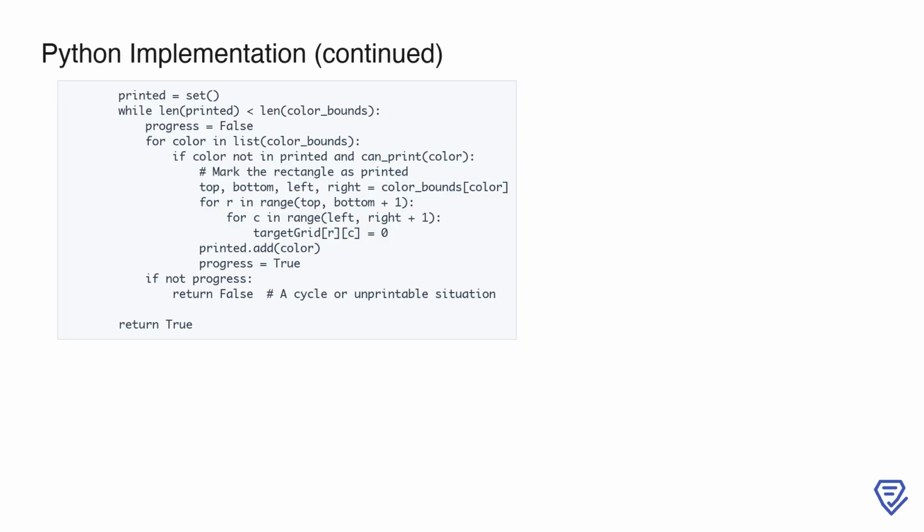For each color, if it hasn't been printed yet and can_print returns true, we retrieve its boundaries and iterate through all the cells in that rectangle. Each of these cells is set to 0, marking the rectangle as cleared. The color is then added to the printed set, and progress is set to true. If, after checking all colors, no progress is made, it means there is either a circular dependency or an unprintable situation, and we return false. However, if we manage to clear all rectangles, the function concludes by returning true, indicating that the grid can indeed be printed according to the problem's constraints.